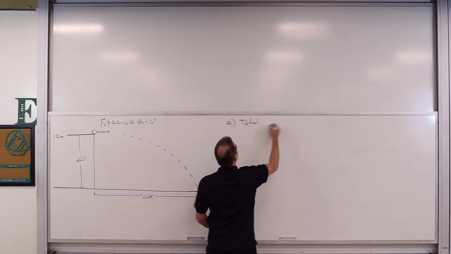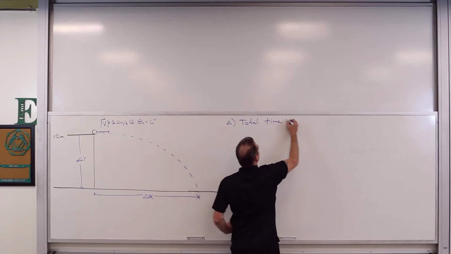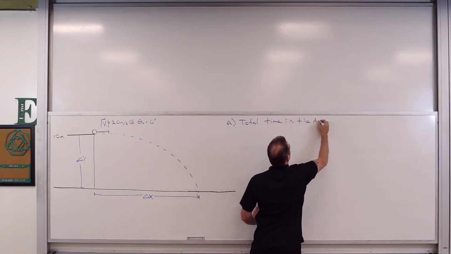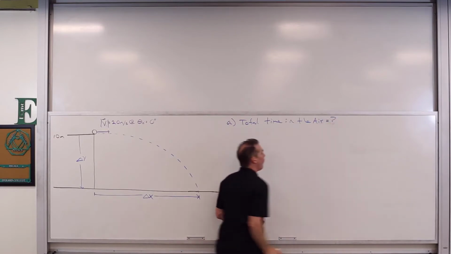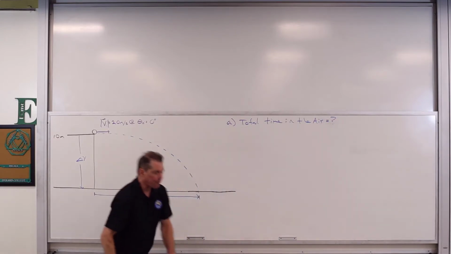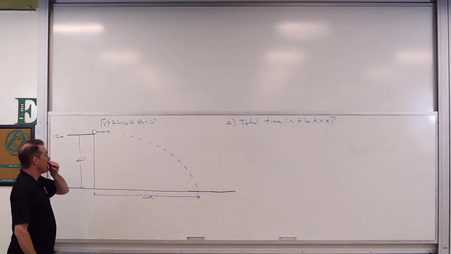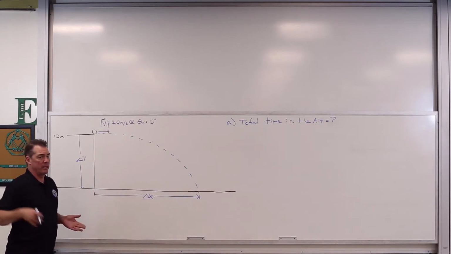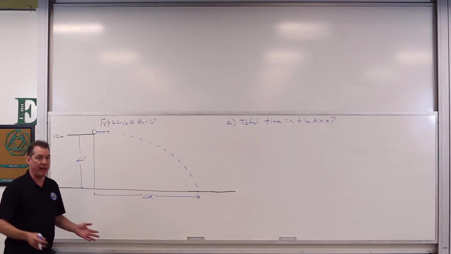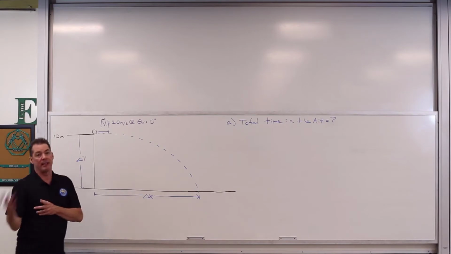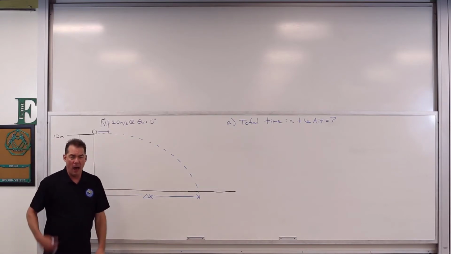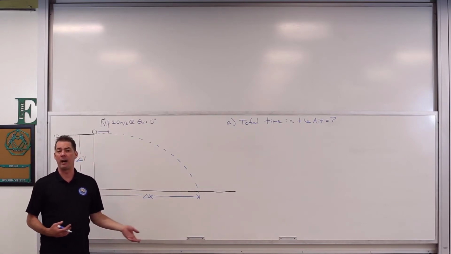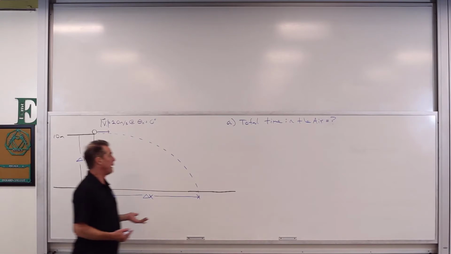Total time in the air equals what? Whenever we've got these types of problems, really the first thing that we want to do is think about breaking its motion down into x components and y components. So if we start looking at things like the initial velocity in the x direction versus the initial velocity in the y direction, we can start to make some correlations here.